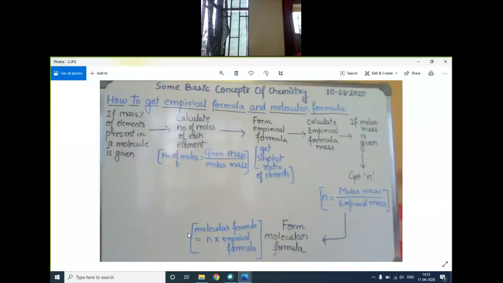There is a relation between molecular formula, N, and empirical formula. Since we are going to form the molecular formula, molecular formula equals N into empirical formula. So in this way we will form the empirical formula, and from there we will calculate the molecular formula. With the help of one problem, we can easily understand this concept map.